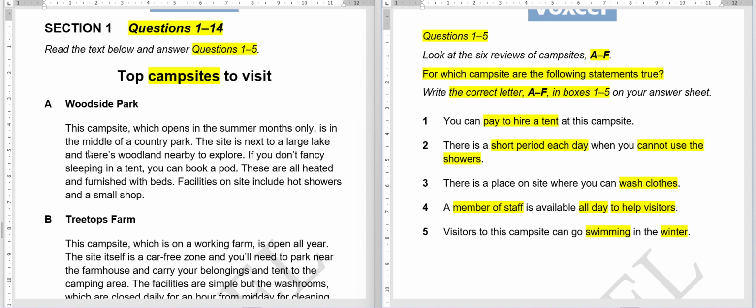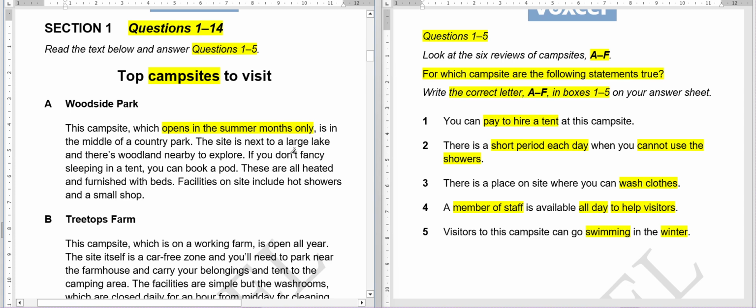This campsite, which opens in the summer months only, is in the middle of a country park. So this campsite is open in summer months only. Now, if we read this particular information, for only this paragraph, I'm trying to explain to you, we know the fifth question cannot be our answer, because it opens only in summer. Clear? So you have to eliminate some options like this also.